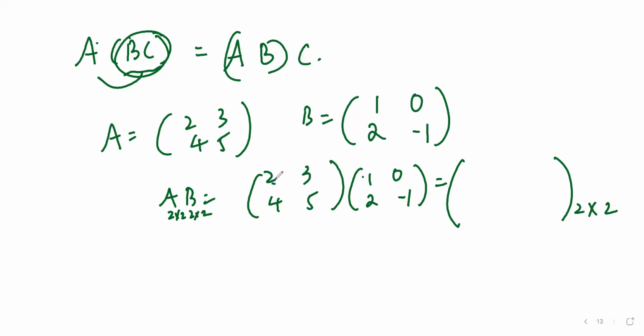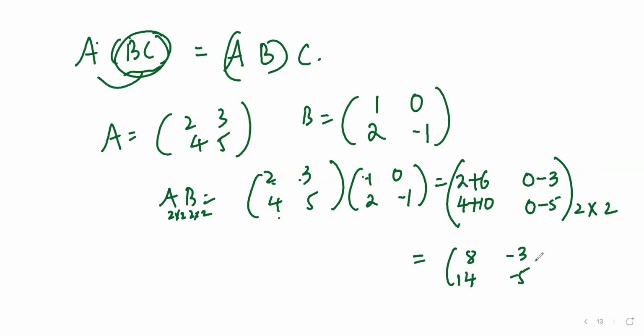First row, first column: 2 into 1, 2, plus 3 into 2, 6. Similarly, 2 into 0, 0, plus 3 into minus 1, minus 3. Then 4 into 1, 4, plus 5 into 2 is 10. Then second row, second column, 4 into 0, 0, plus 5 into minus 1, minus 5. That will be 8, 14, minus 3, and minus 5. Okay, so this is about A into B.